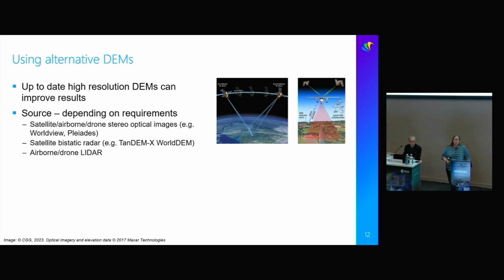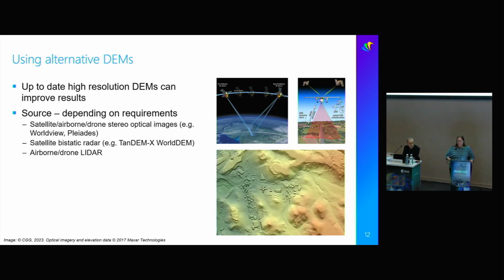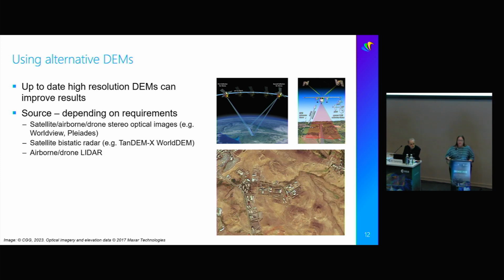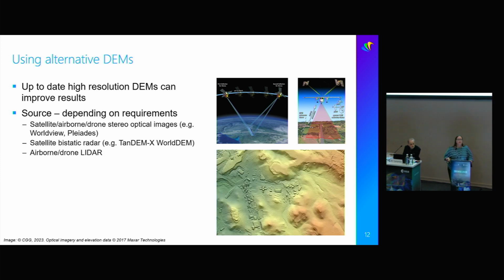So there are, of course, alternative DEMs. There are lots of different sources. You can acquire DEMs, say, from airborne data, drones. You'll all have seen the kinds of data sets you have in Google Earth. We can get it from bistatic radar, which is what a lot of the global DEMs tend to be, and also from stereo-optical data acquisitions. So this, for example, I think is a Pleiades image. Stereo-optical, you can use it to refine the elevation model really quite at a very localized scale.